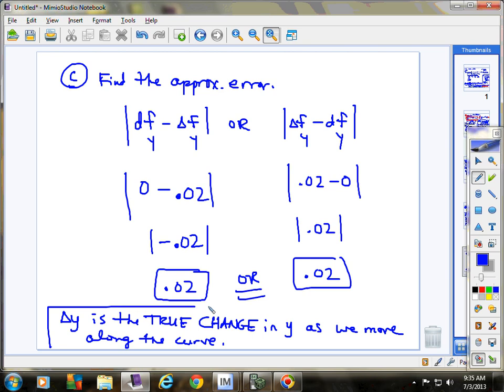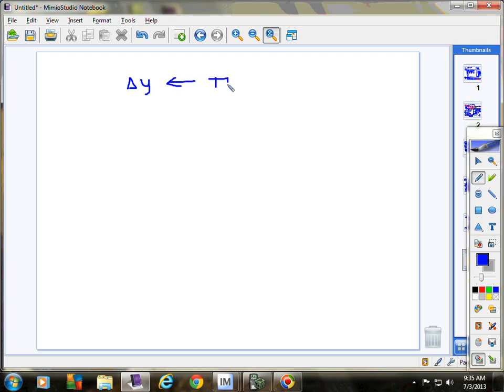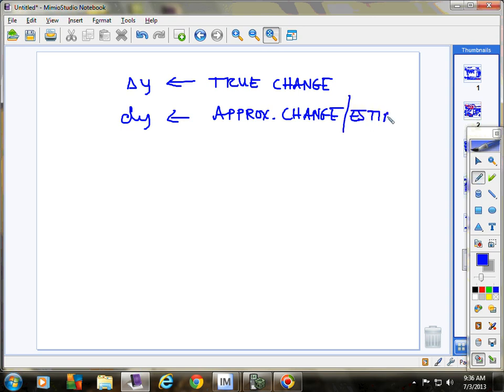So why don't we just always find delta y if it's the true change? Why don't we even bother with dy? But sometimes you can't find delta y. So you have to use dy for your approximation. So delta y, true change, dy, approximate change. Or we could say it's an estimate. So just mark that out and write estimate of the change. If we write approximate, we might get that mixed up with part C of the directions, which says find the approximation error.